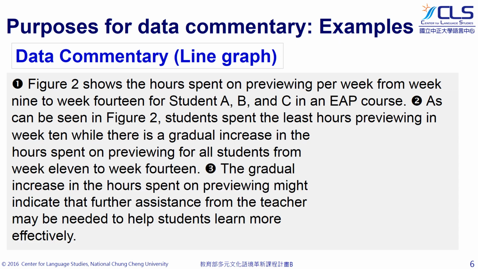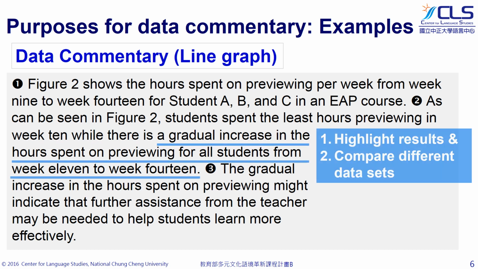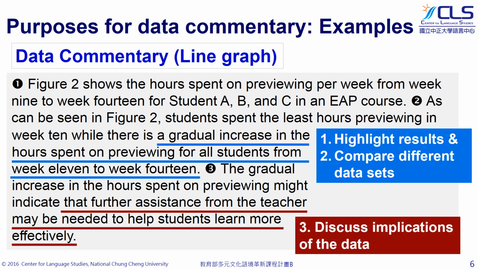Let's look at this example. What purposes can we identify in this passage? The keywords: a gradual increase in the hours spent on previewing for all students from week 11 to week 14. Sentence 2 highlights the result and compares the data sets about hours spent between different students. And the words might indicate that further assistance from the teacher may be needed to help students learn more effectively. Sentence 3 discusses the implication of the data.